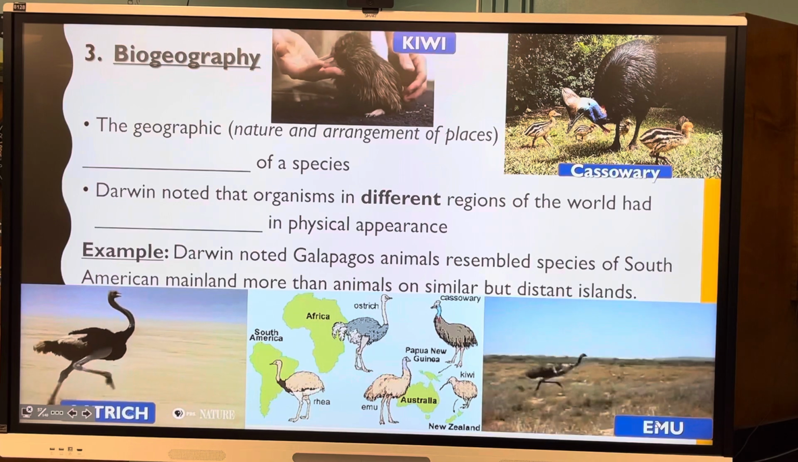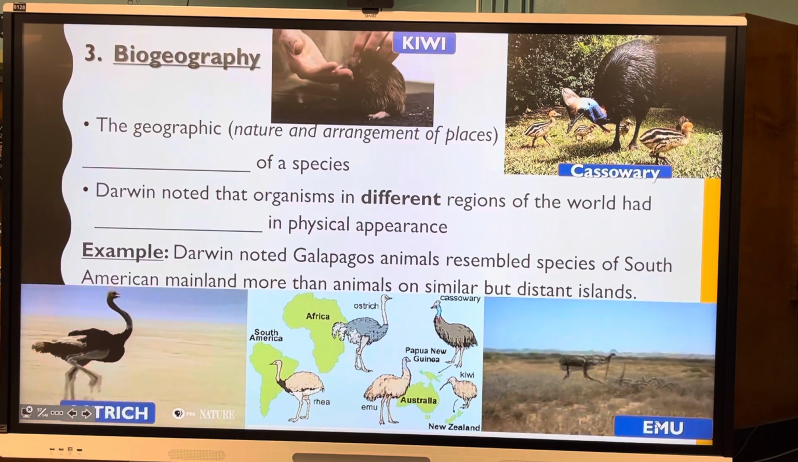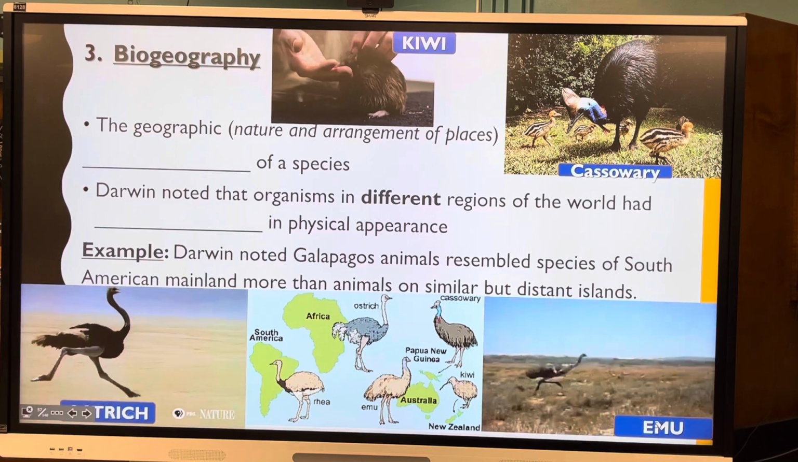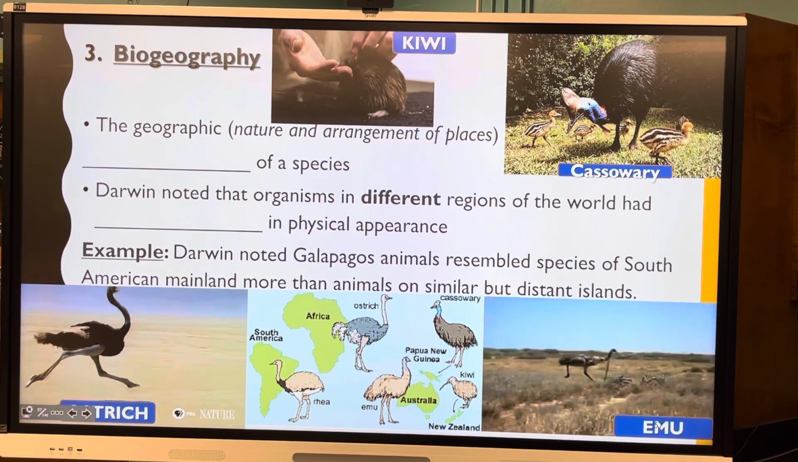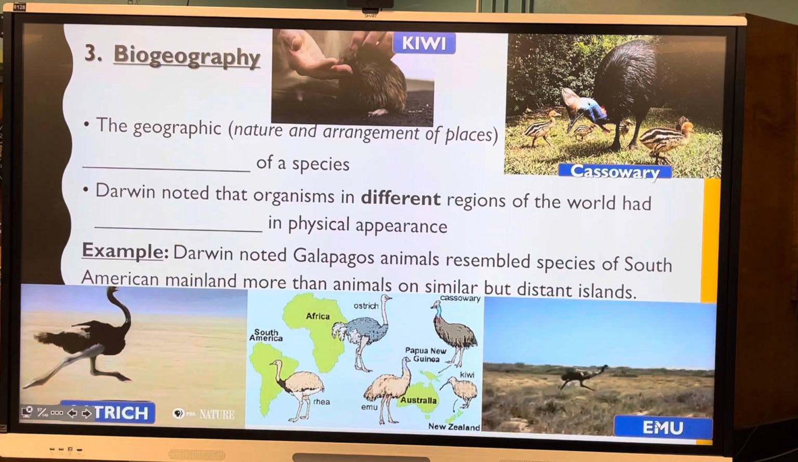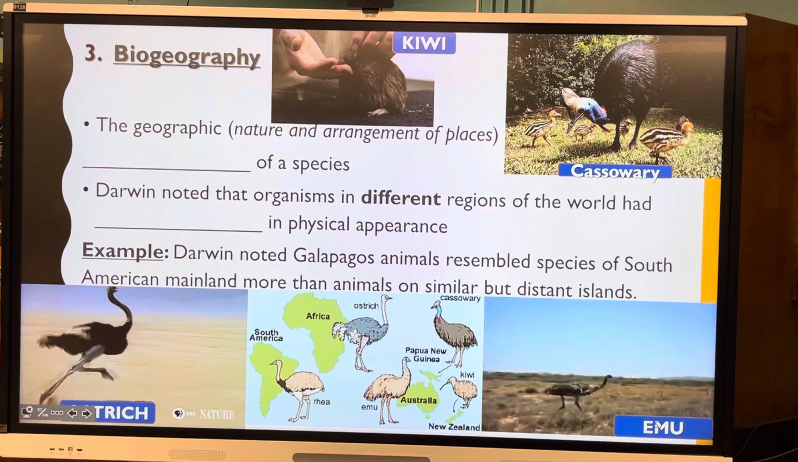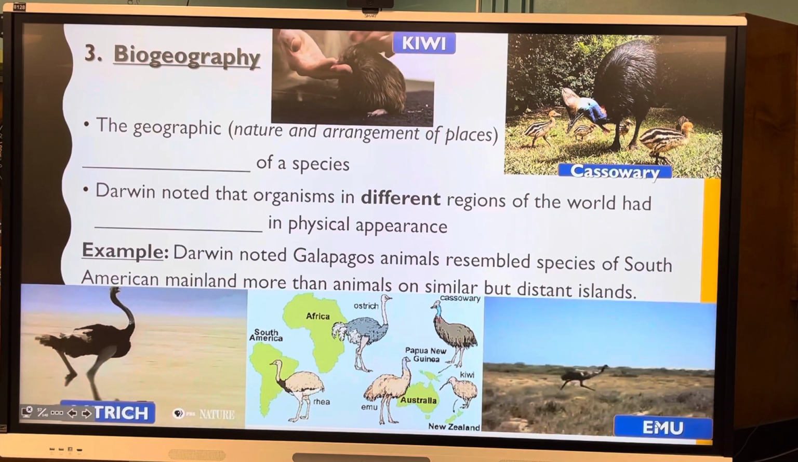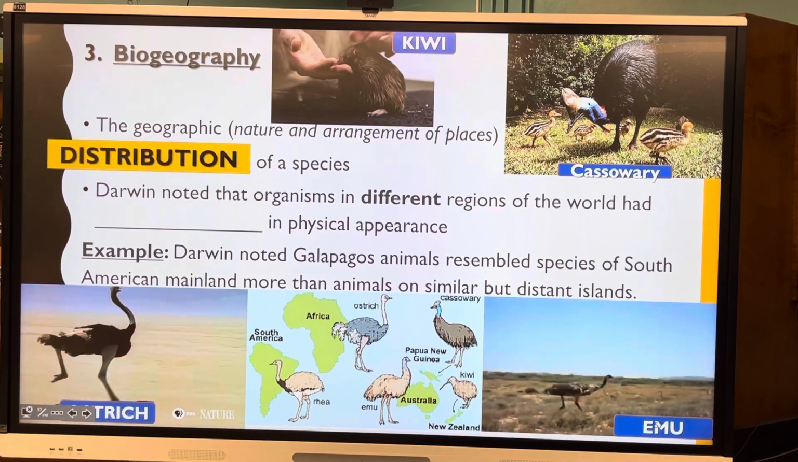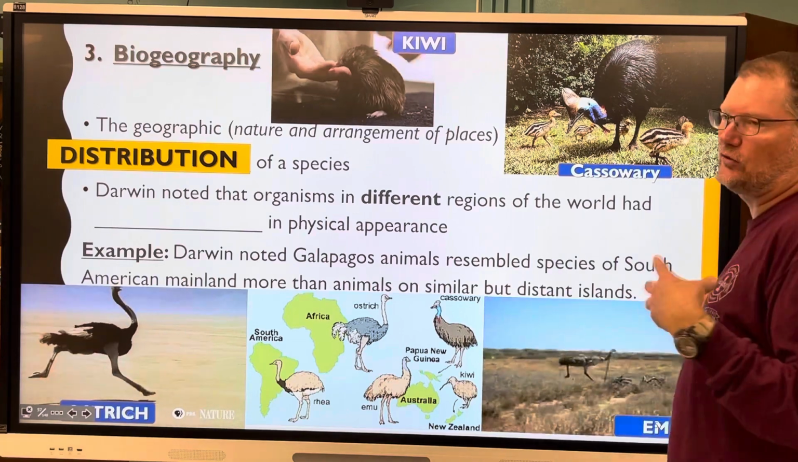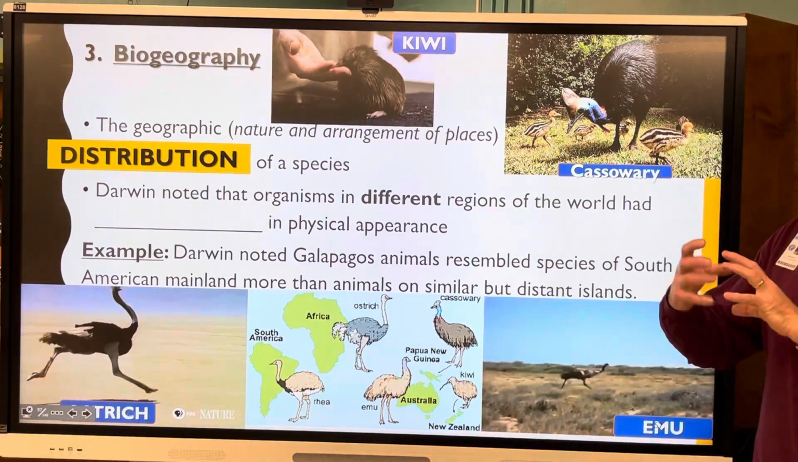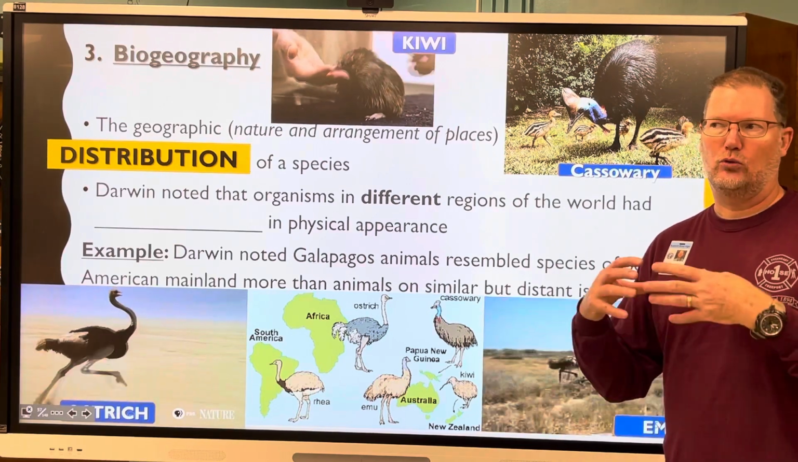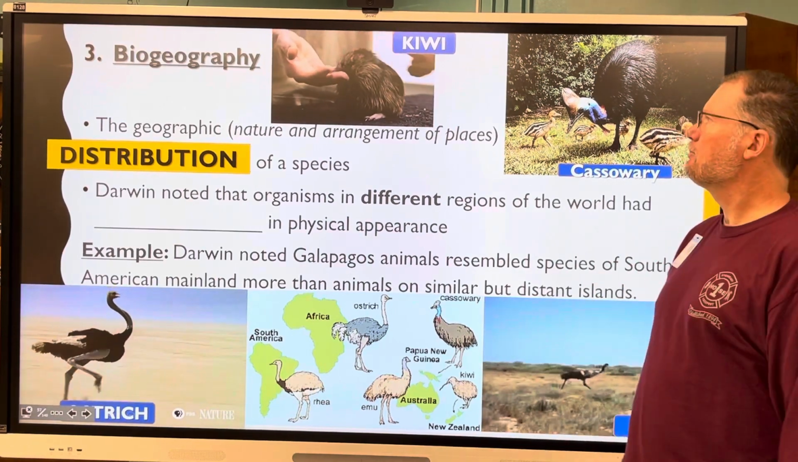The third aspect is biogeography. And again, if you're needing to know where we are, we're on page 9 of the notes, towards the top there. So this is the geographic distribution of species. Biogeography. Bio meaning life, geography meaning where on the earth, okay?